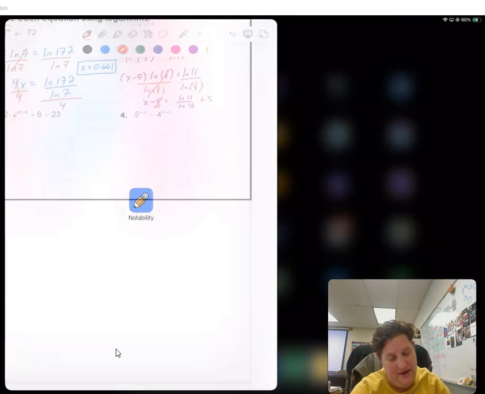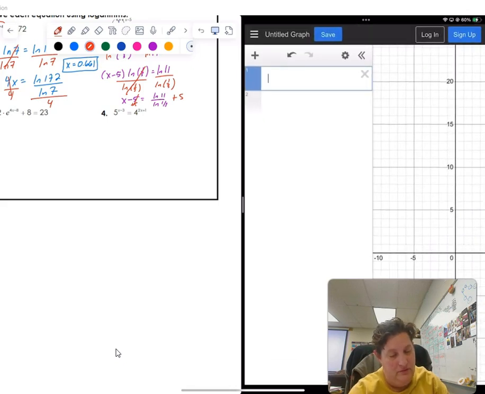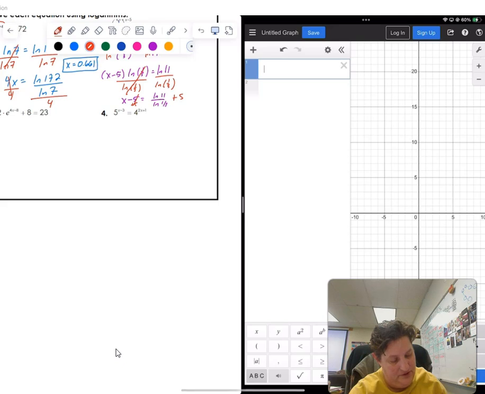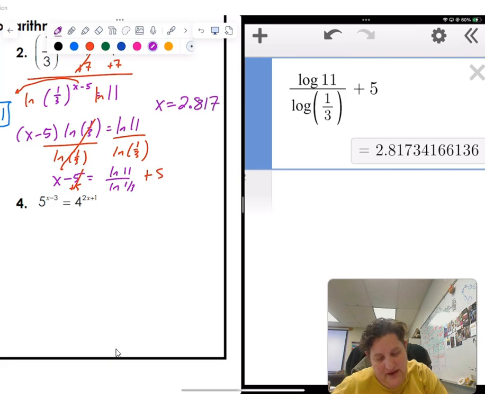So now I'm going to type. And remember that you can use log or ln. In fact, I'll show you with this one. I'll do log. So let's say I used log instead. So I'm going to type in log 11 over log 1/3. Oh gosh, I'm going to have to put it in parentheses. 1/3. Okay. That was a struggle. Plus 5. All right. There we go. Okay, so that's what I'm going to put. X equals 2.817.